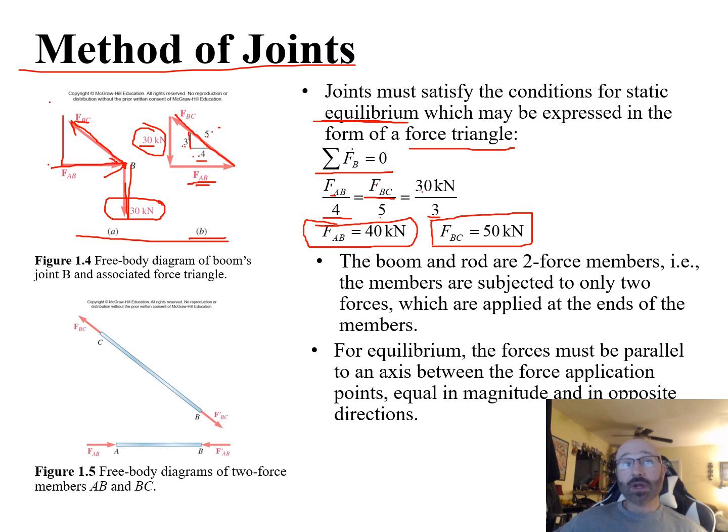One thing we want to note here is that the boom on the bottom side and our rod right here are 2 force members. Therefore, the members are subjected to only 2 forces, which are applied at the ends of the members. Now, for equilibrium, the forces must be parallel to an axis between the force application points, equal in magnitude and opposite in direction.